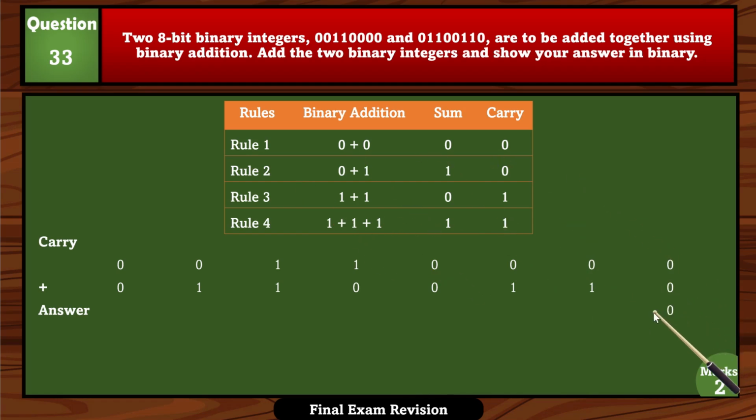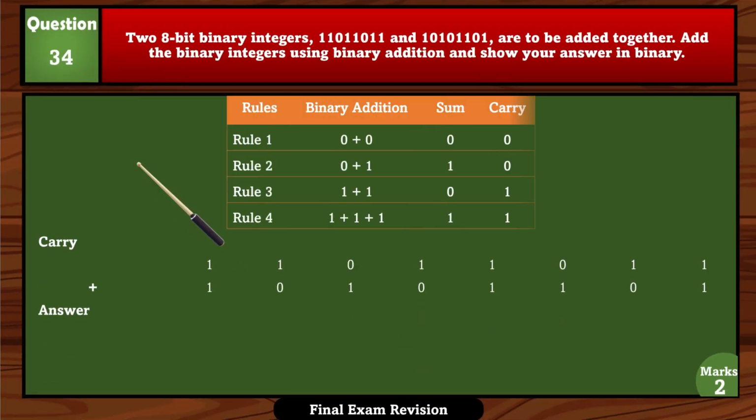0 plus 0 is 0. 0 plus 1 is 1, no carry. 0 plus 1 is 1, no carry. 0 plus 0 is 0, no carry. 1 plus 0 is 1, and no carry. Now we have 1 plus 1, which is sum 0 and carry 1. Again, we have 1 plus 1, sum is 0 and carry is 1. And now the last one is 1 plus 0, and it will be 1. So our answer is this number.